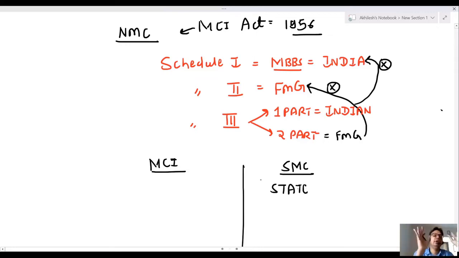Again, I'm telling you: in the first schedule, Indian graduates; in the second schedule, foreign medical graduates; the third schedule has two parts. In the first part, those Indian graduates who are not coming in the first schedule come under the first part of Schedule 3, and those foreign medical graduates who are not part of the second schedule come under the second part of the third schedule. Okay.